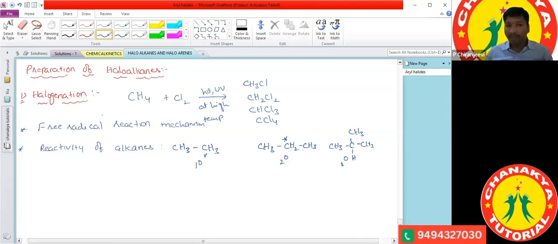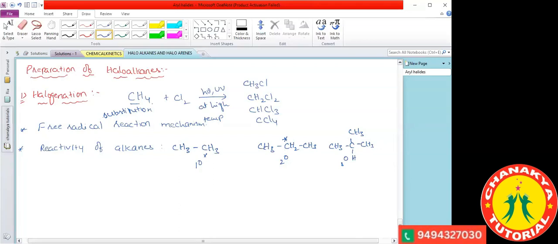What is the complete name of the reaction here? Free radical substitution. What is meant by substitution? A more reactive element displaces a less reactive element, or one atom is replaced by another atom; that we call substitution. If you clearly observe the product and reactant, in the reactant, how many hydrogen atoms are there in total? Four.